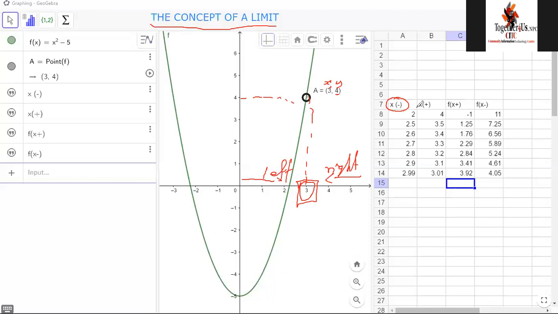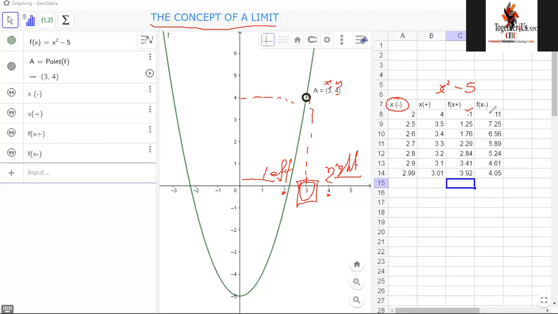You can see in the case of the left, I'm starting here at 2. In the case of the right, I'm starting here at 4. So I've put 2, and I've put a function in Excel. Basically, our function is x squared minus 5. So it is going to take this value of 2, square it, and subtract 5. You can see we get a minus 1, because 2 squared is 4 and minus 5 is negative 1.